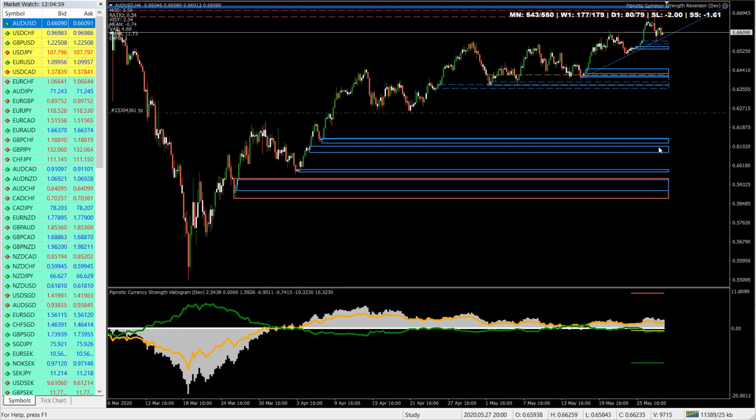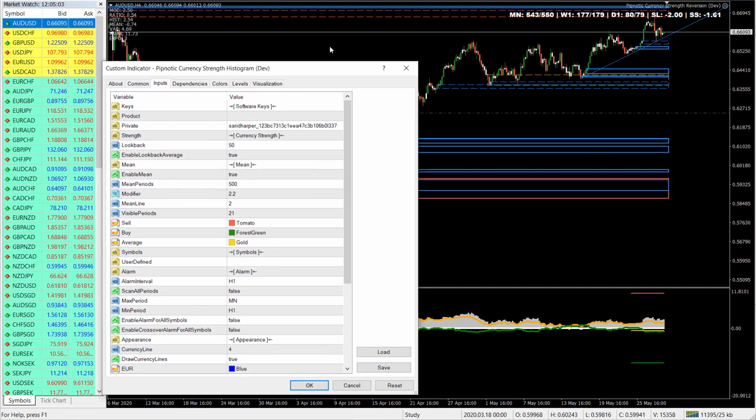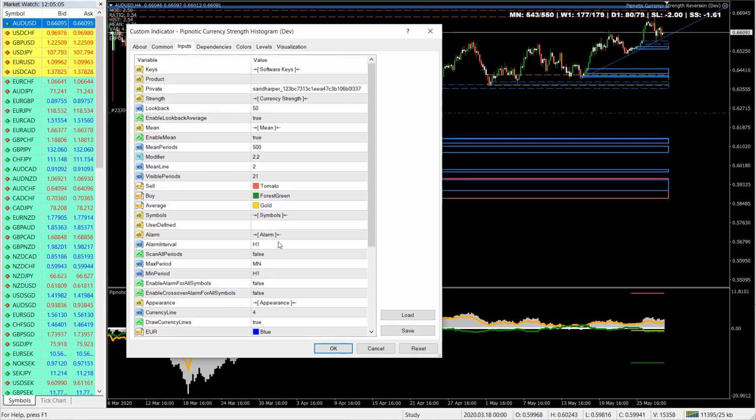I want to first of all run through a couple of trades that some of you may also be aware of. I'm going to use a histogram to scan everything. We are going to put this on the default setting, so we have mean periods 500, modifier 2.0. Then I'm going to scan all time frames between the monthly and the hourly, and let it run.